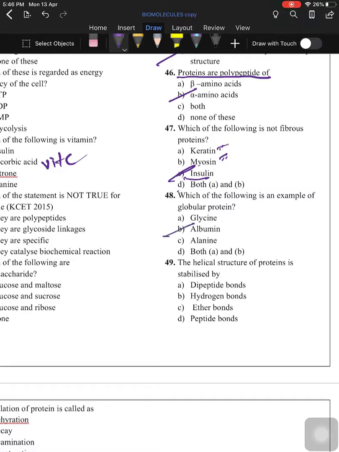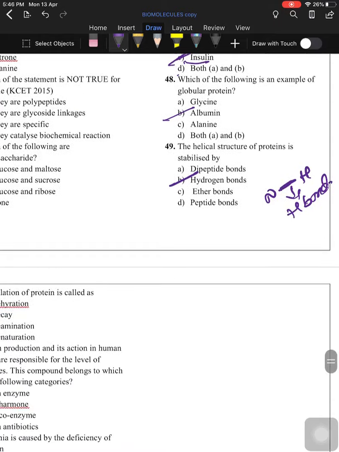49th one, the helical structure of protein is stabilized by dash. A very repeated question in some of the competitive exams. It is stabilized by hydrogen bond. Means nitrogen of one amino acid is connected by hydrogen to another amino acid. This bond is called hydrogen bonding. It may be intermolecular or intramolecular, but the structure of the protein will be 100% stabilized.